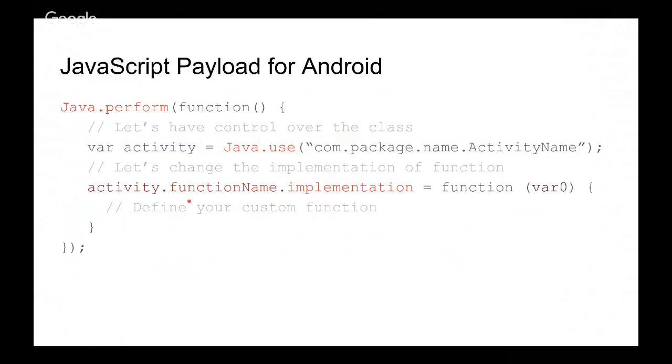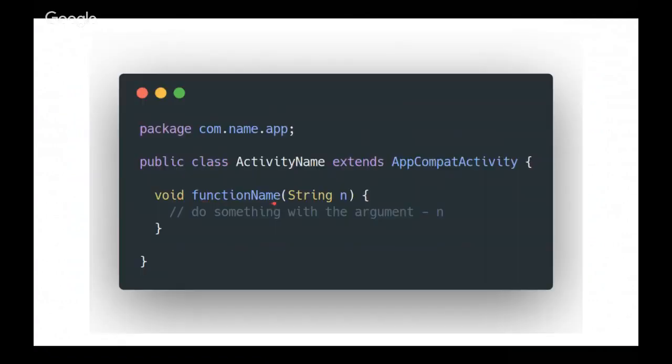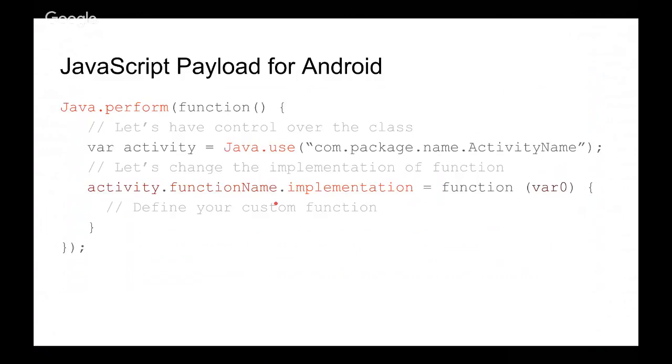We just use the same variable, activity dot the function name that was previously mentioned, function name dot, and use the keyword implementation, which is provided by Frida, to define the function you want to run instead of the original function. Say for example, you write console log whatever you want to log on the console, then you just run it on Frida. So whenever the function name is called, the definition you have given is executed.